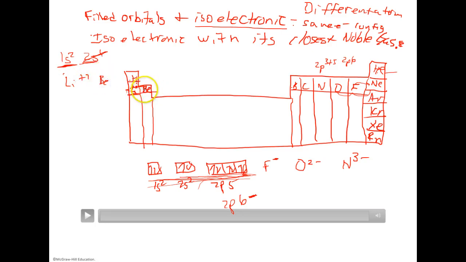So it's isoelectronic with helium. Beryllium, same thing, it's going to lose 2. It could gain 6, or it could lose 2. It's easier to lose 2. So beryllium becomes a +2.